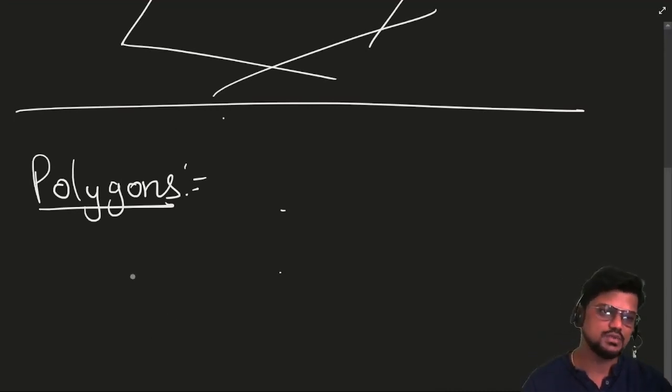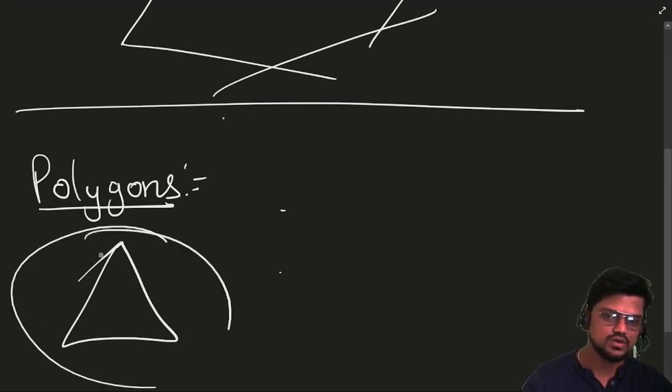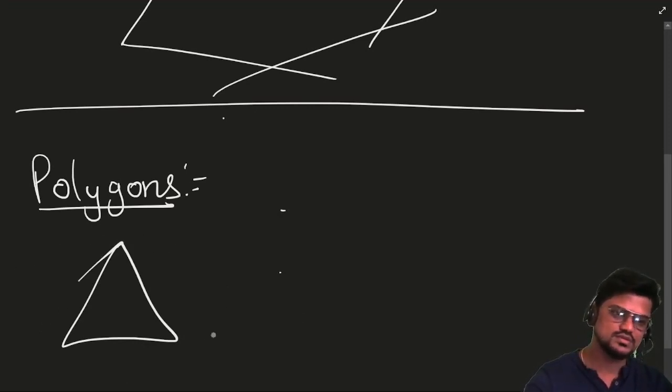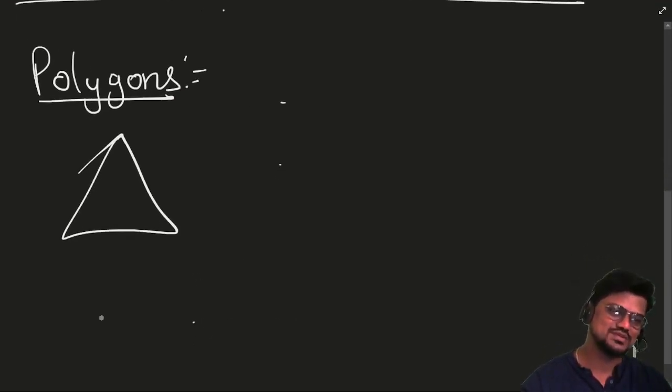So the first type of polygon which you have is the triangle, right? If someone says that this is a polygon, what will you say, is it true or false? False, sir. It is true. Sir, more than three sides. No, no. Three or more than three.